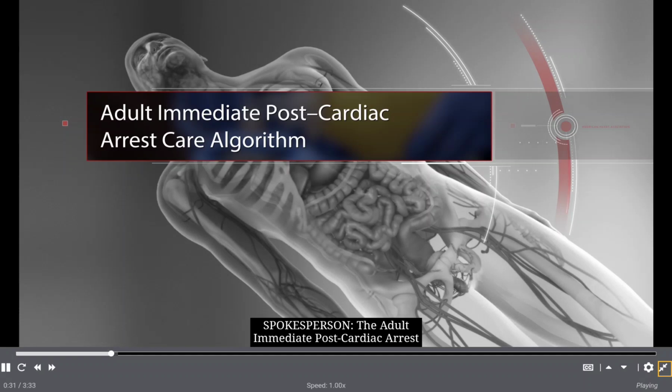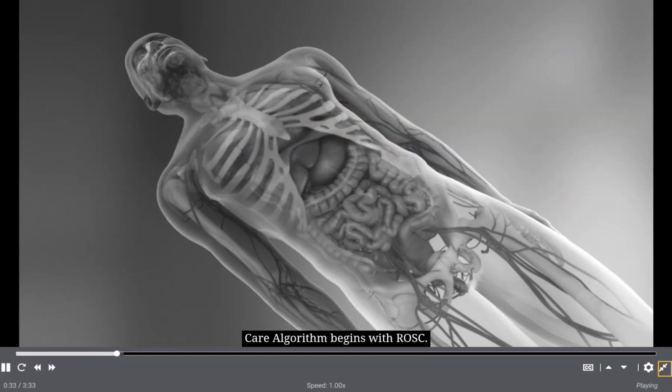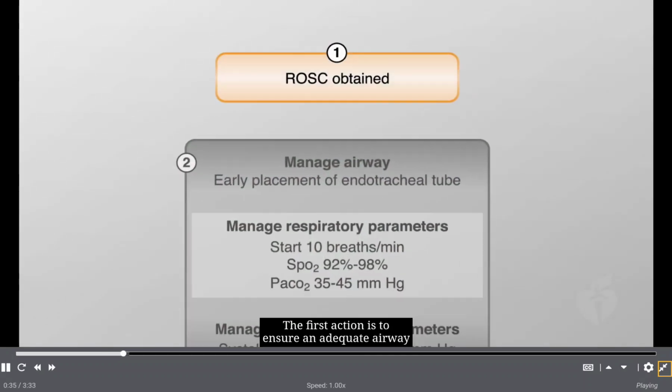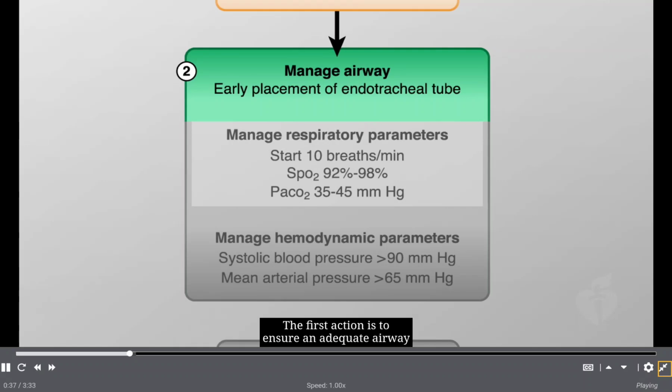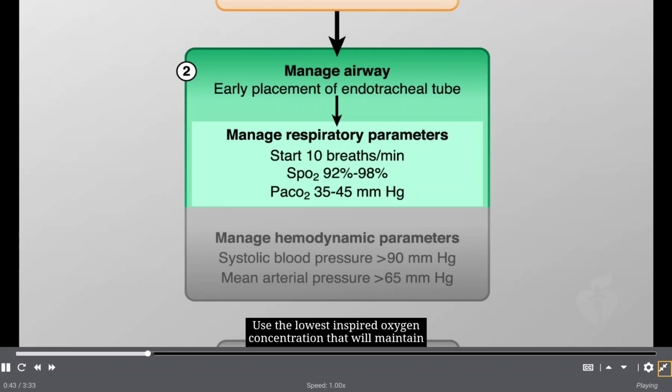The Adult Immediate Post-Cardiac Arrest Care algorithm begins with ROSC. The first action is to ensure an adequate airway and support breathing immediately after ROSC. Use the lowest inspired oxygen concentration that will maintain arterial oxyhemoglobin saturation between 92 and 98%.